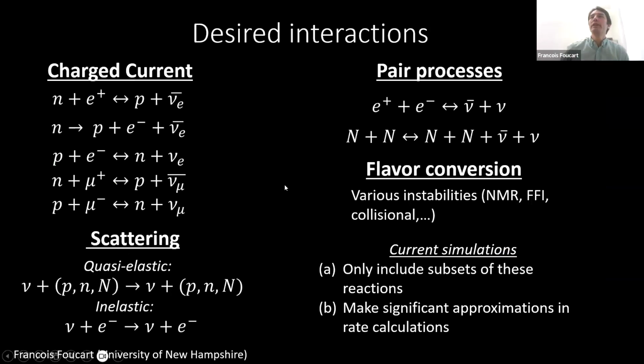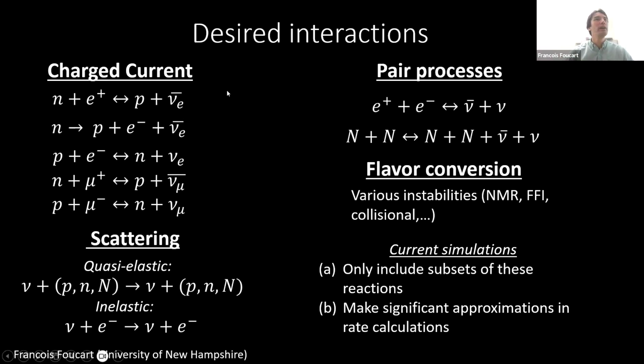Now, going into more details, what is the actual physics that we would like to have in these simulations? What are the reactions we would like to implement? I try to separate them here depending on the kind of process that we are considering and how difficult it is to implement them in simulations. The first group, which is probably the most important in terms of matching observables, are charge current reactions, which are all the reactions responsible for changing neutrons into protons or vice versa.